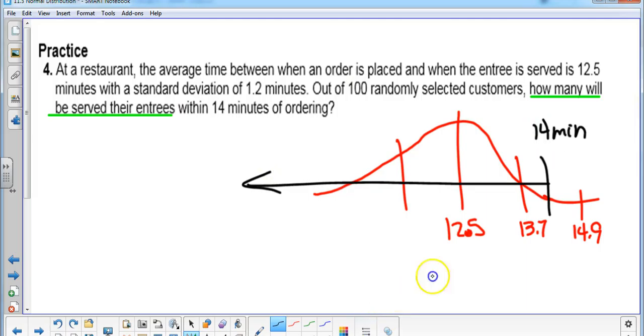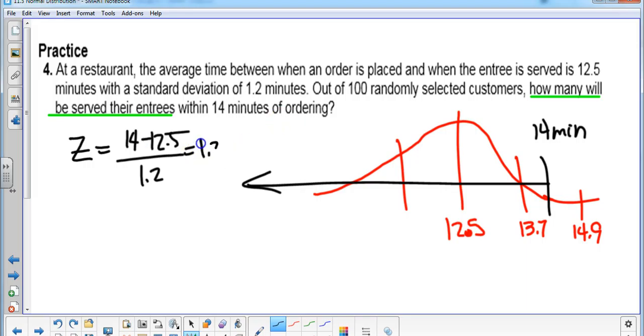Everybody good? Now, is 14 right on a standard deviation? So we're going to find the z-score. How do we find the z-score for 14? Okay. So 14, how many standard deviations is it above that? So 14 minus 12.5 divided by 1.2 is what? 1.25 standard deviations. Now, how do we say from the bottom up to 1.25 above?